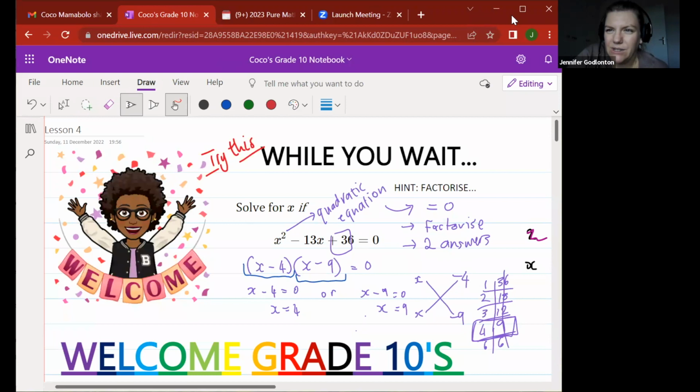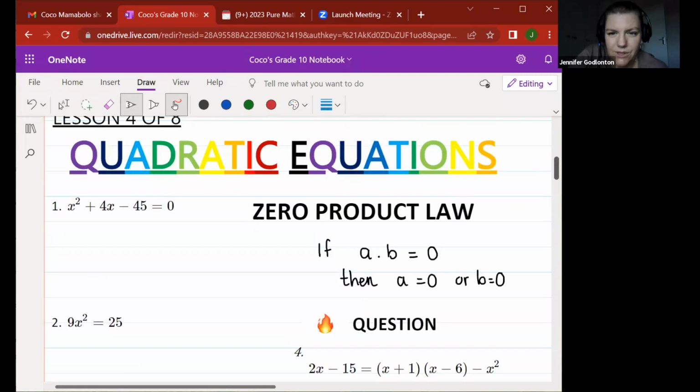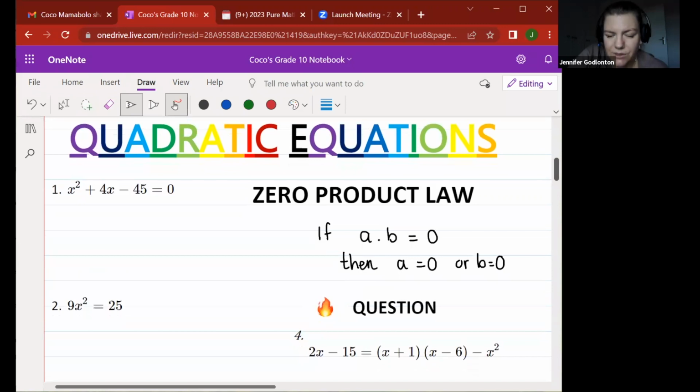So what we're wanting to do now is we are going to start looking at some of these quadratic equations. So that was sort of just explaining how this is going to go.